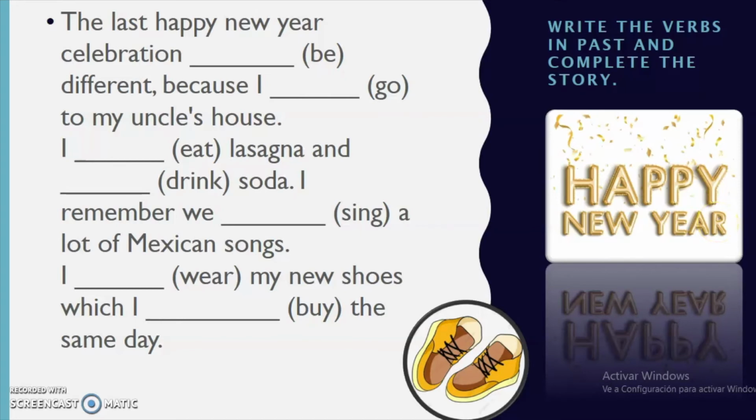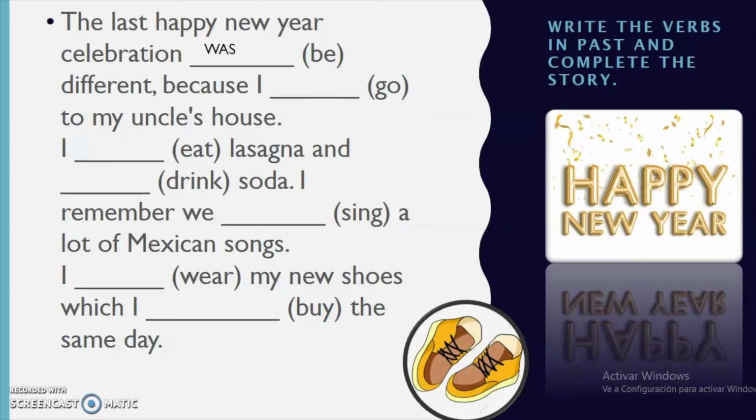Today we are going to review something that we saw in Unit 2. We saw past simple. So we have this exercise that says, write the verbs in past and complete the story. This story is about the celebration of Happy New Year. So it says, the last Happy New Year, and we have the verb be, and we have to put the verb be in past. So the answer is was.